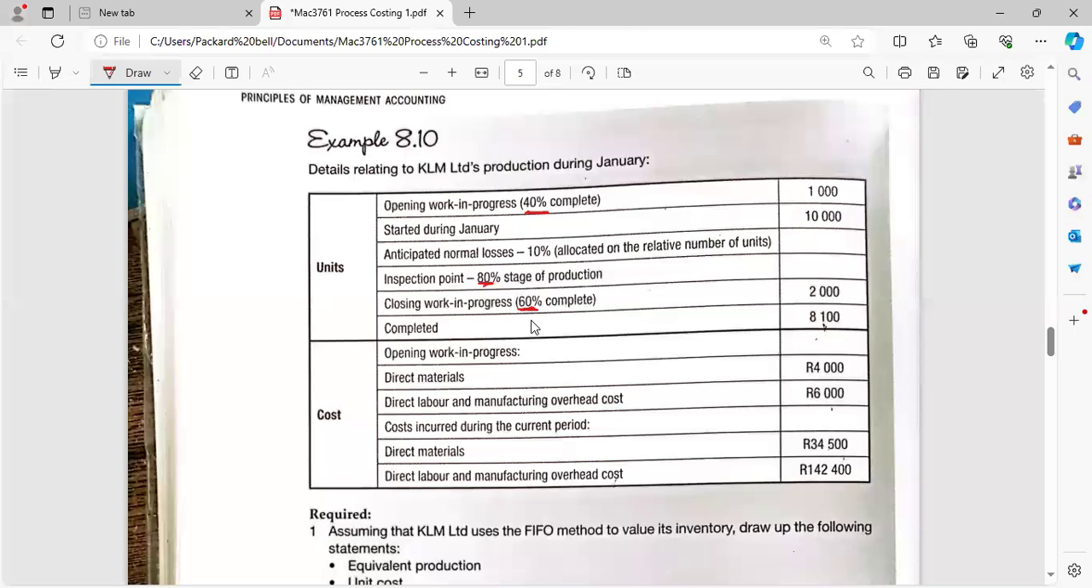Understand how you treat opening work in progress. Understand how you treat normal losses. Know when you determine normal loss, and understand how to use this inspection point. So if you understand this 1, 2, 3, 4, then you are done with process costing. This is the only area that can confuse.